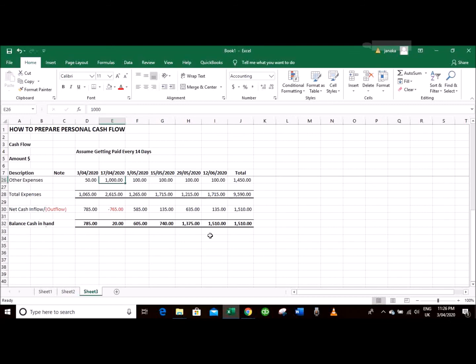Alright, so that's it. This is a really simple format to manage your personal money. I hope this will be useful for day-to-day activities and managing your family income and expenses. Hope you guys enjoy.